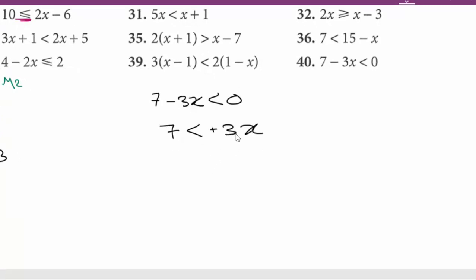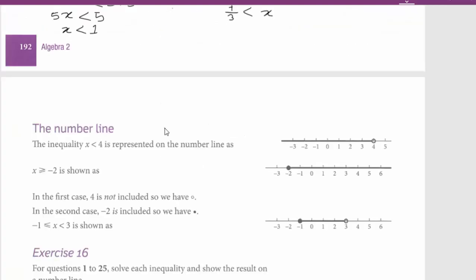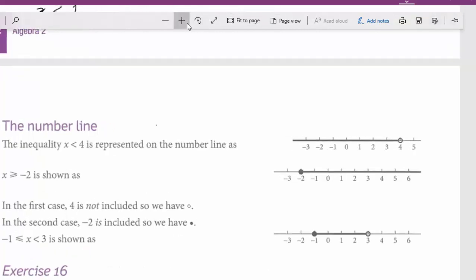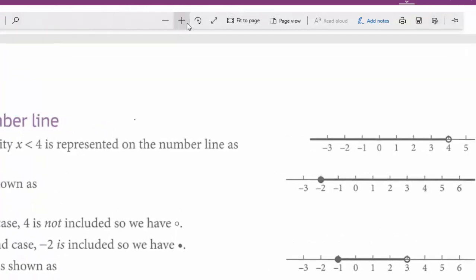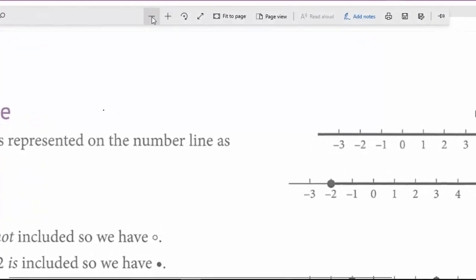Then how can we get rid of this 3? We divide both sides by 3. It's fine to leave your answer like this: 7 divided by 3 is less than x. Or you can divide these numbers using a calculator and write the answer as a decimal. Now, it's quite common to use a number line while you're dealing with inequalities.